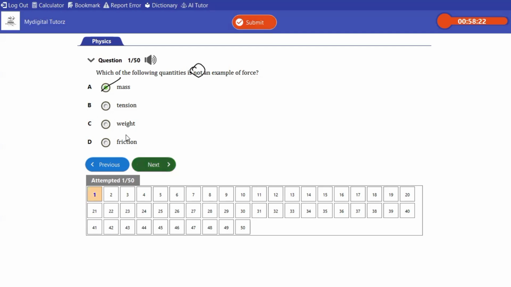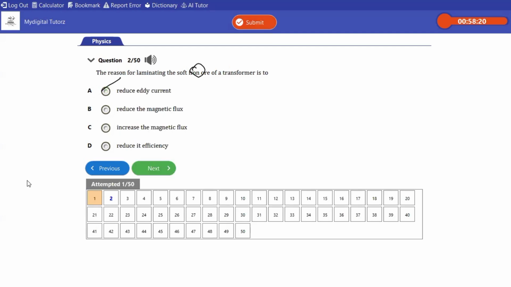So question 2 says, the reason for laminating the soft iron core of a transformer is to A, reduce the eddy current, B, reduce the magnetic flux, C, increase the magnetic flux, D, reduce efficiency. The correct answer here is to reduce eddy current.